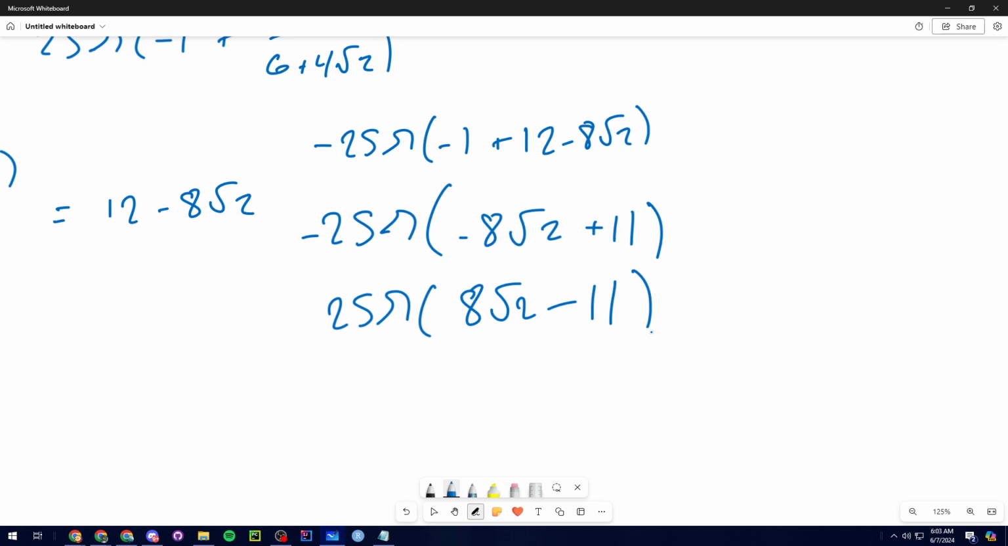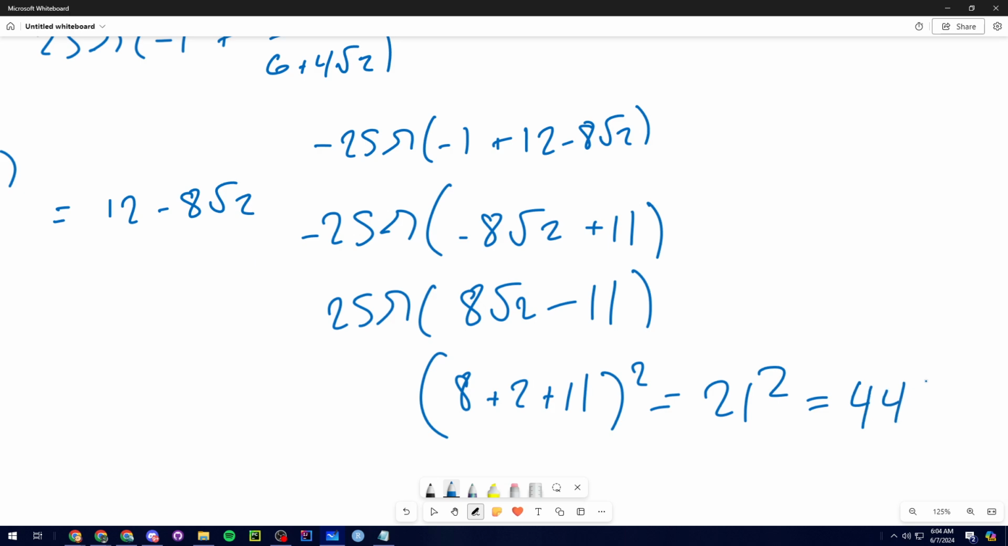But yeah, this video is 53 minutes long, so I was bound to make a mistake like that somewhere. Really unfortunate that it happened at the end, but I'm not going to re-record. Sorry. Okay, so 8 root 2 minus 11, that's how it looks. So 8 plus 2 plus 11 squared is equal to 21 squared, which is your final answer of 441.